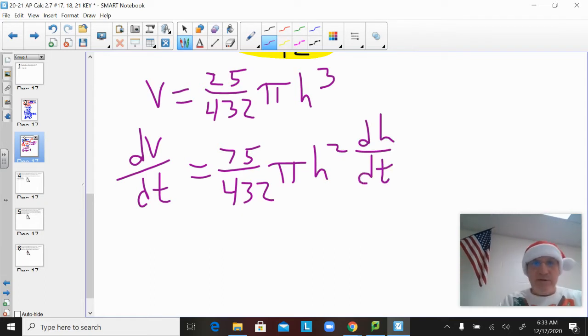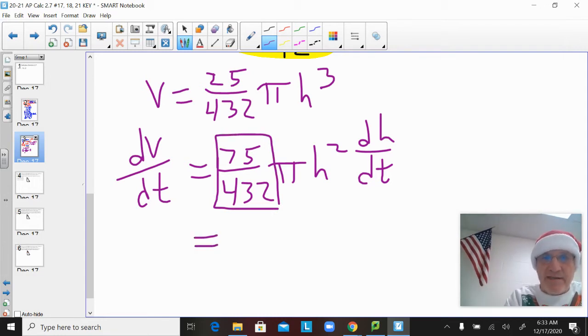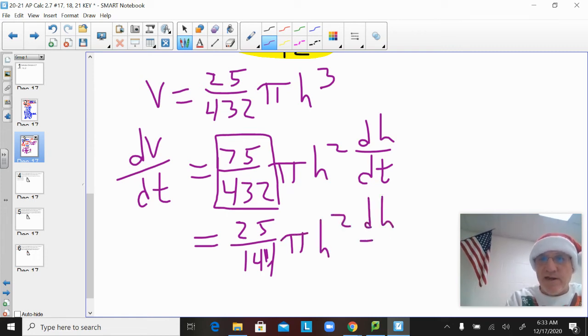Now I'm going to plug in some numbers. And also, let's do some reducing. It turns out that 75 over 432, I can reduce that. Both of those divide by 3, so I might write that as actually 25 over 144. That's just that fraction reduced. Pi h squared dh/dt is what I'm trying to find, and dV/dt was 10.